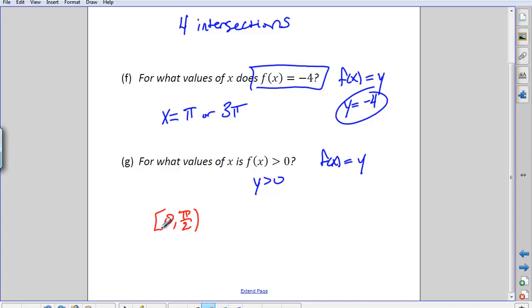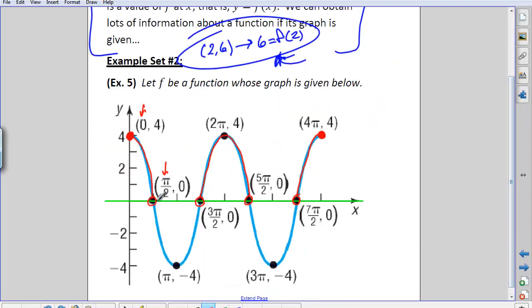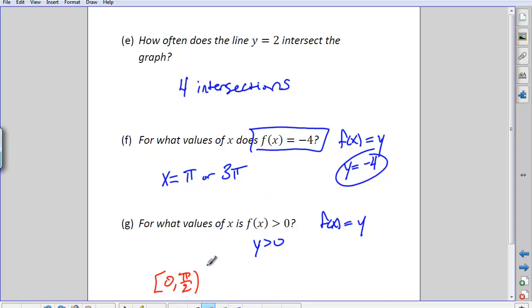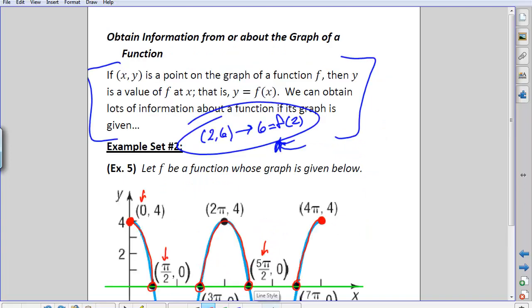And notice I'm including that endpoint at 0 with the square bracket, open endpoint at pi halves, not including that. Again, if we look here, we had an open endpoint there. Okay, our next piece starts at 3 pi halves and goes to 5 pi halves. Again, just looking at the x values. So let's do a union and go from 3 pi halves to 5 pi halves. Again, not including those endpoints there.